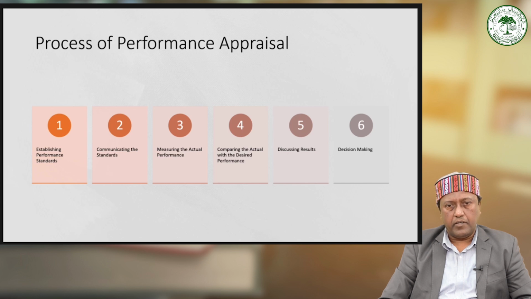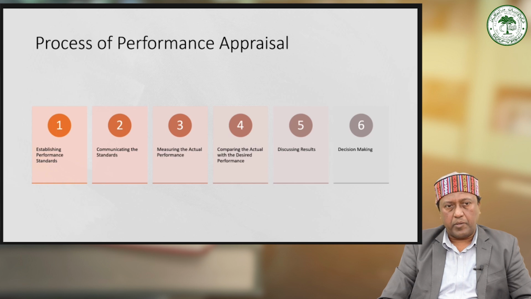The next step in the process is comparing the actual with the desired performance. Actual performance is compared to the desired or standard performance to identify deviations. Positive deviations indicate performance exceeding expectations, while negative deviations suggest performance below expectations. This step involves recalling, evaluating, and analyzing performance-related data.